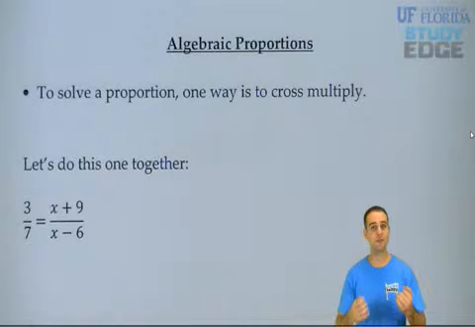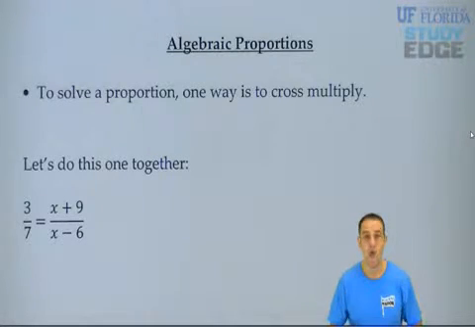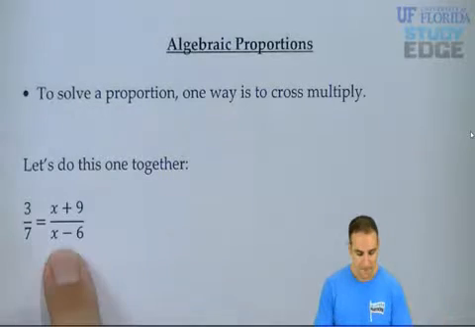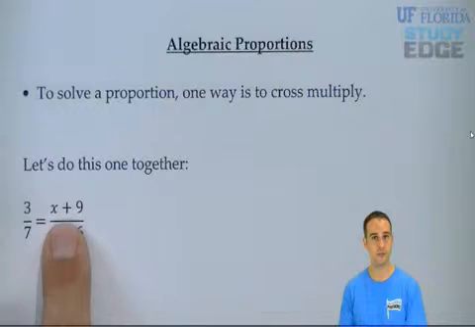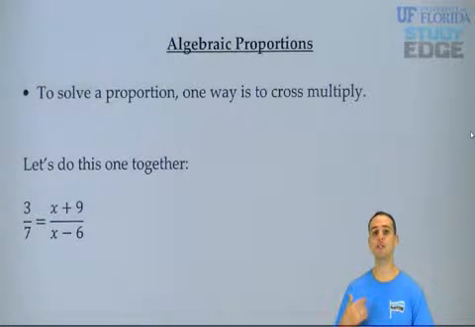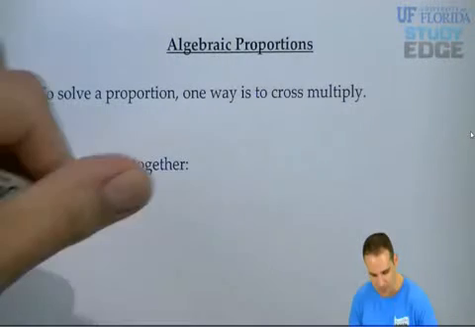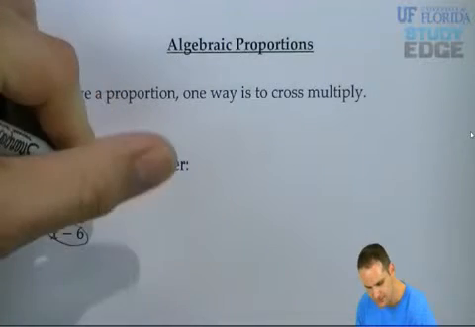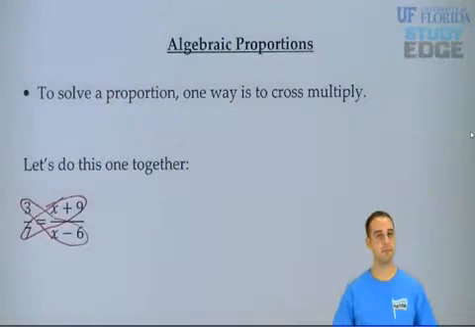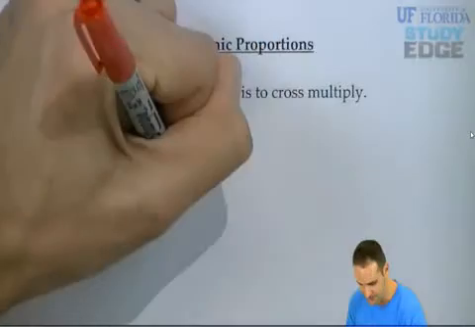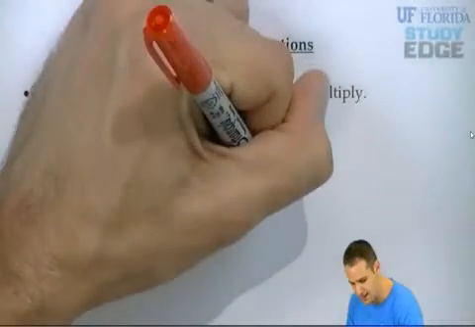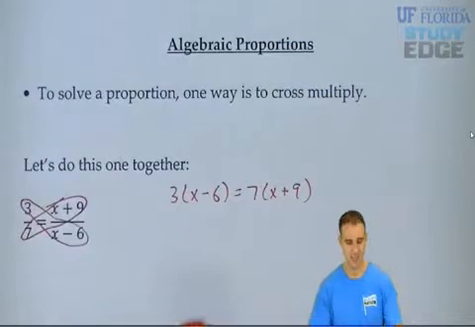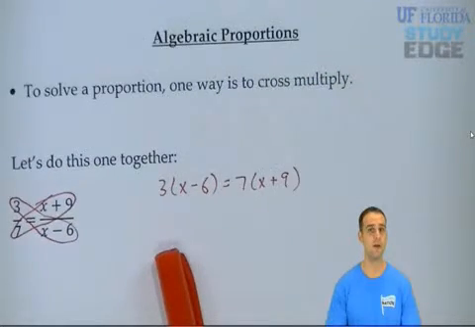Remember, the inverse of dividing would be multiplying. So basically, we're going to be multiplying x minus 6 over to the other side, and multiplying 7 over to the other side, and that's one way to solve, which is cross multiply. Again, it would be 3 times (x minus 6) equals 7 times (x plus 9). And then we're going to go ahead and solve.